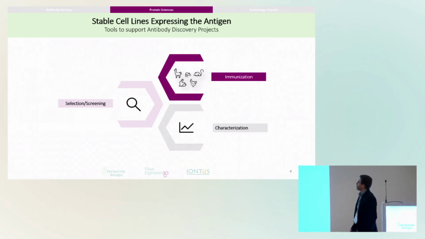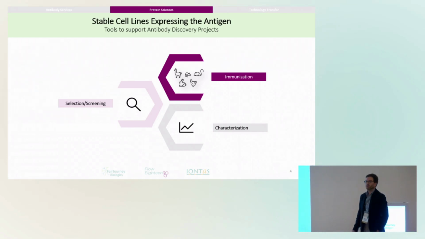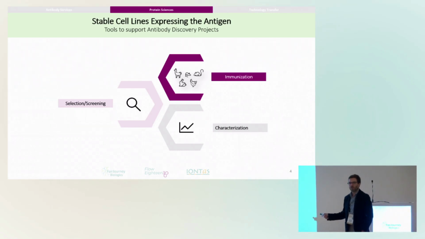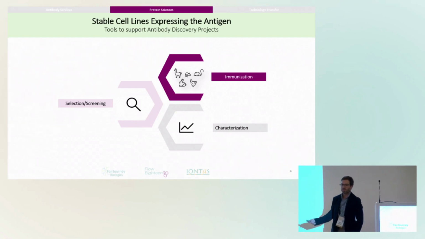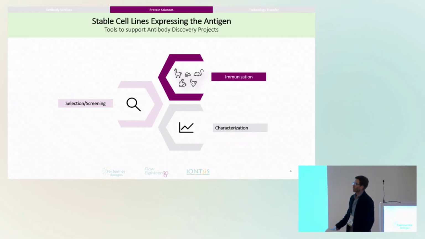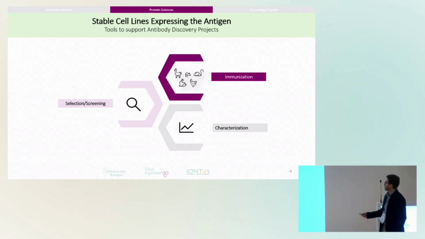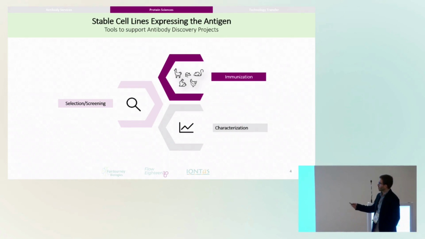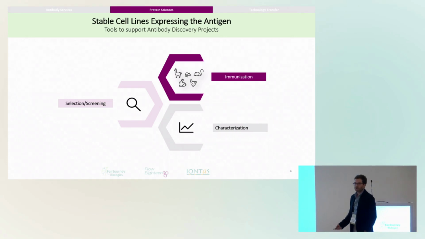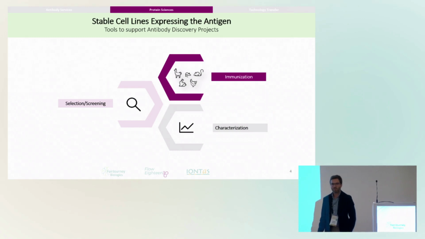So, moving on to the stable cell lines for discovery. The idea is to be able to generate stable cell lines that express the antigen. Then you can use them for several processes in the discovery, namely, for example, immunization, selection and screening, or even characterization that can help you to find the right antibody at this stage.